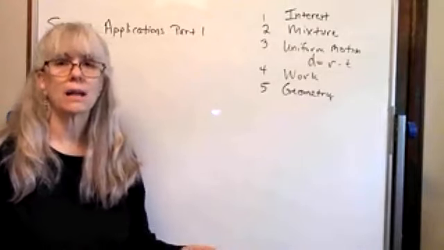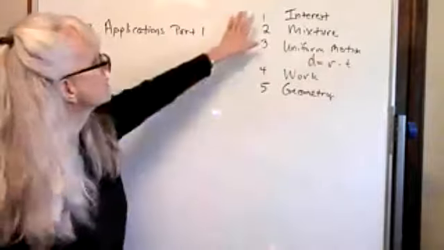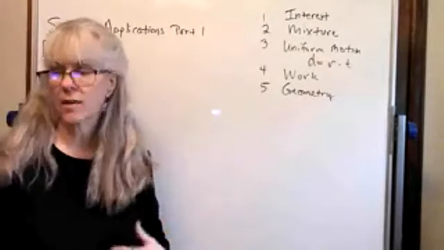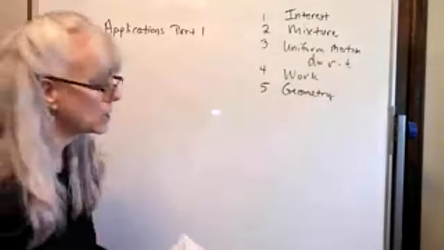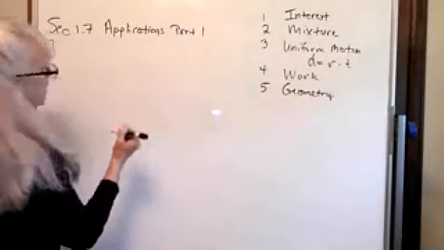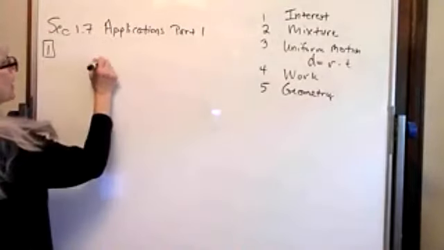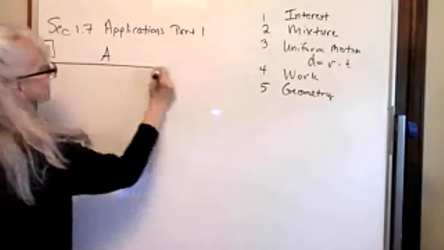So I look at that and recognize that this is an interest problem. It's our category 1. So we're going to use a chart. And the chart's going to help us organize the information. So our chart, and I'm going to abbreviate a little bit here. We're going to have A, which is the dollar amount that we're investing.